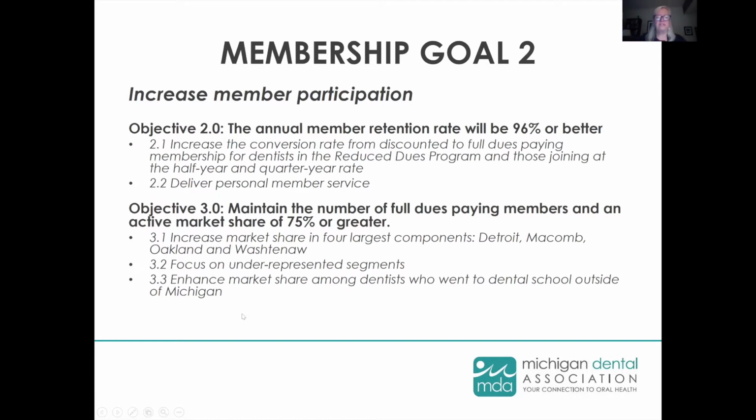Another membership goal, our second one, is to increase member participation. And we're doing that primarily through measuring and moving towards a positive annual member retention rate of 96% or more, and maintaining the number of full dues paying members while maintaining an active market share of 75% or greater.